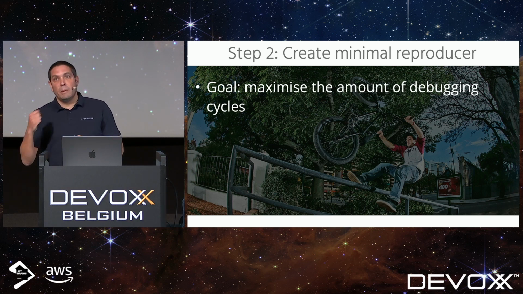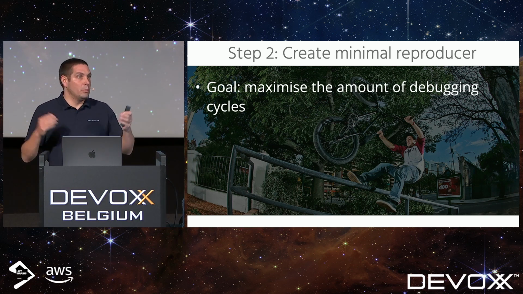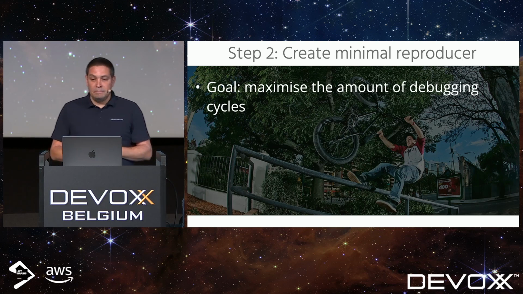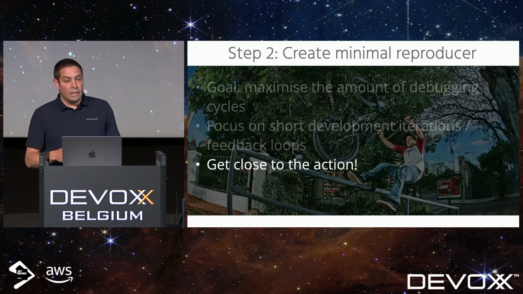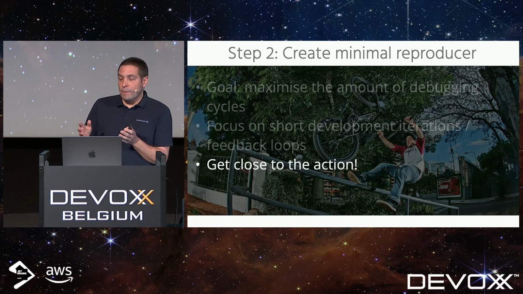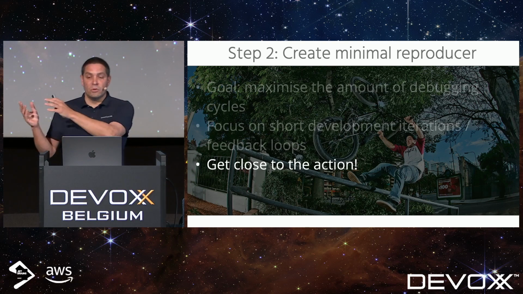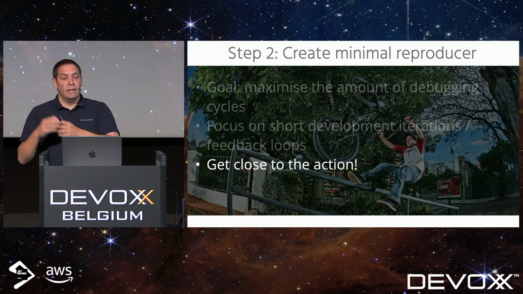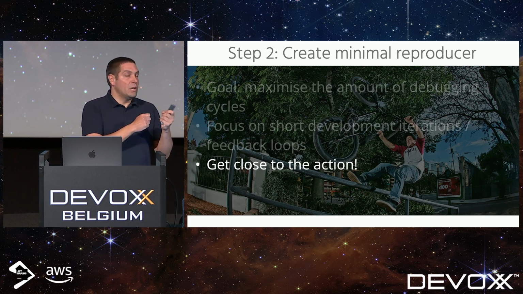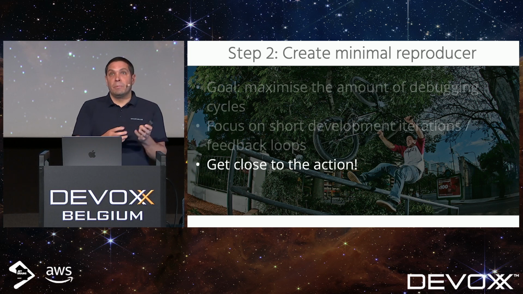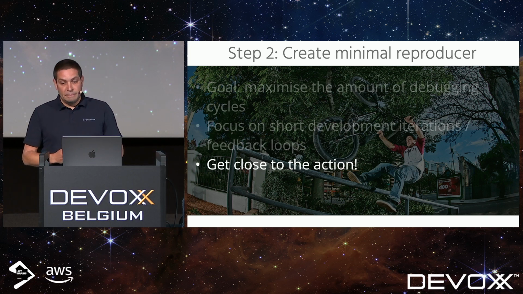So the goal is to maximize the amount of debugging you can do. And also, you probably hate waiting, so it also helps. So focus on short development iterations and quick feedback loops there. And get close to the action. So try to get as close to the problem as possible. If it's happening on some remote server, you may need to go to the remote server, log in there. It may help to, I don't know, build a simple Java app or a shell script that you can run somewhere that's close to the action.